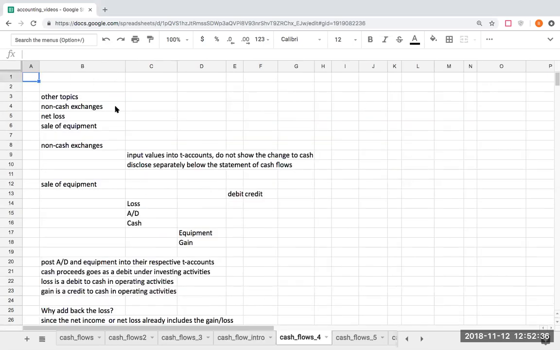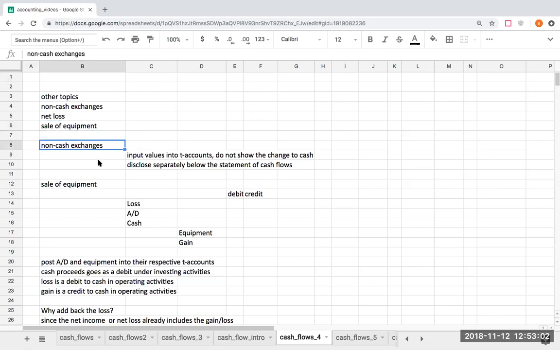So there are some other more advanced topics when it comes to cash flows. I shouldn't really call it advanced, but we have to treat these a little bit differently. This is when we're using T accounts to figure out our cash flows. Those topics are non-cash exchanges, what happens when we have a net loss, and what happens when we have the sale of equipment.